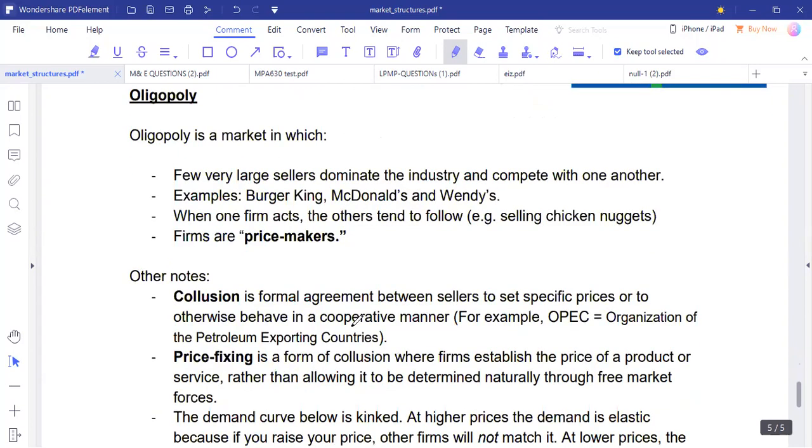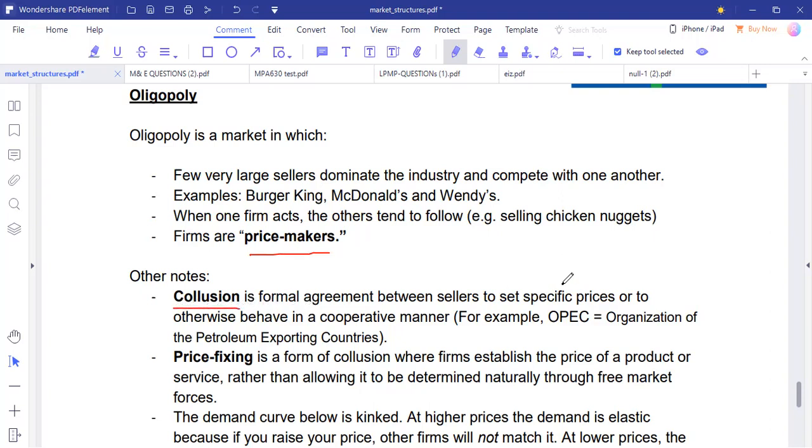And finally, we go to our oligopoly. Oligopolistic market, where we have the following characteristics. We have a few large sellers that dominate the market here, e.g. McDonald's and Burger King. These ones will follow one market leader in this market who will give the pricing decision, will be a price maker. So they will make a collusion.